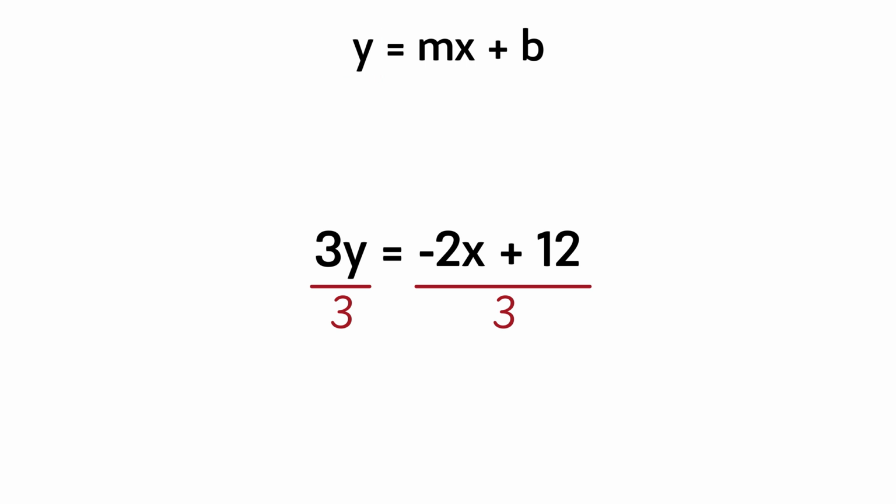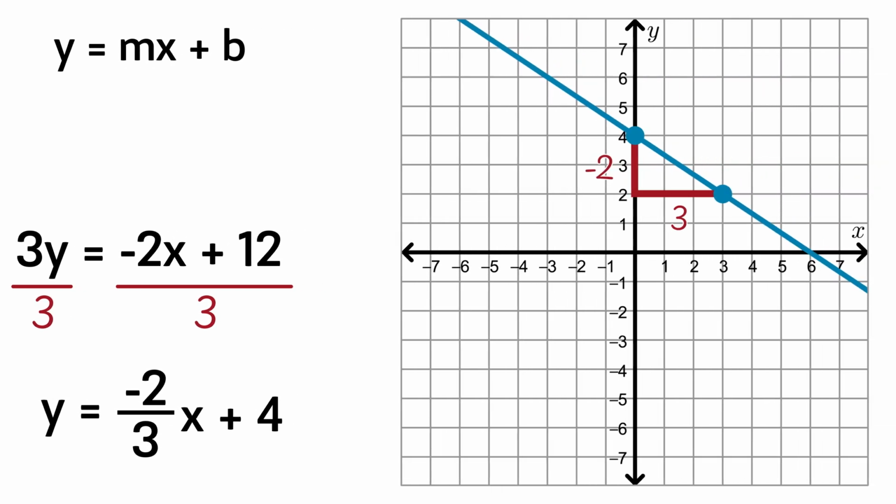The only thing that feels different is that we have to divide the whole side by 3, and here's what that looks like. Negative 2 divided by 3 can be left as the fraction negative 2/3 because it cannot be simplified further, and 12 divided by 3 is 4. Therefore, our final slope-intercept form equation is y equals negative 2/3 x plus 4, and if we graph it, you'll notice it has the same intercepts from before when we plugged in zeros.